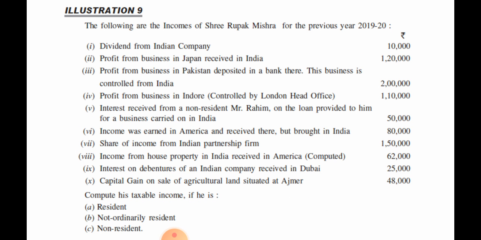So this is the concept which you can understand with this illustration. You can take the help of other illustrations for determining the residential status as well as the taxable incomes. Like first, identify the residential status, like he is resident, not ordinarily resident or non-resident. Then scope of total income, like which incomes are to be taxable or not. I hope this lecture will help you in understanding the concept of scope of total income or incidence of tax.